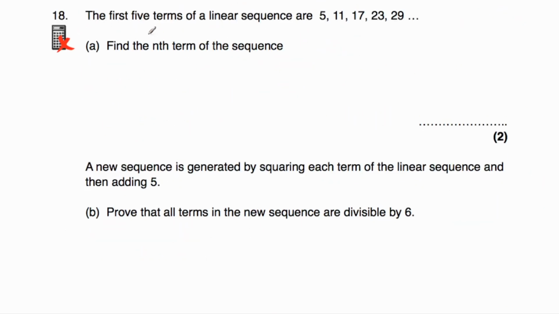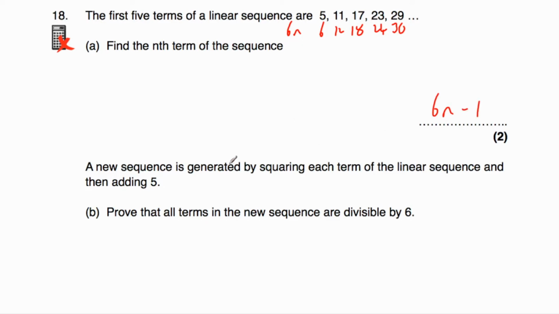Okay, question number 18 says the first 5 terms of a linear sequence are 5, 11, 17, 23, and 29. Find the nth term of the sequence. So let's see what the sequence is getting bigger by. It's getting bigger by 6, 6, 6, and so on. So we've got our 6 times table, so 6n, and we've got 6, 12, 18, 24, 30, and so on. Now our sequence is one smaller than that, so our nth term for our sequence will be 6n minus 1.